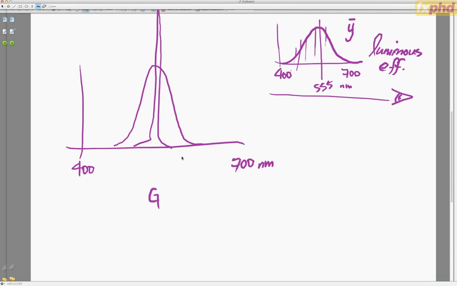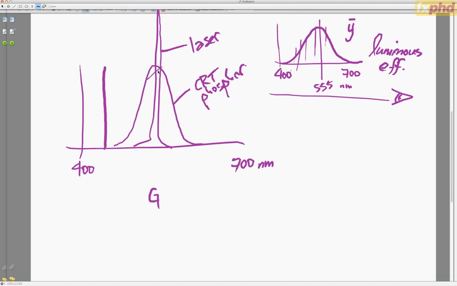What matters is the area under the curve. So this green might be typical of a CRT phosphor, and this spectral power might be typical of a laser. In fact, lasers sort of look like this. They're highly, highly concentrated. But the brightness that you see is the area under the curve.